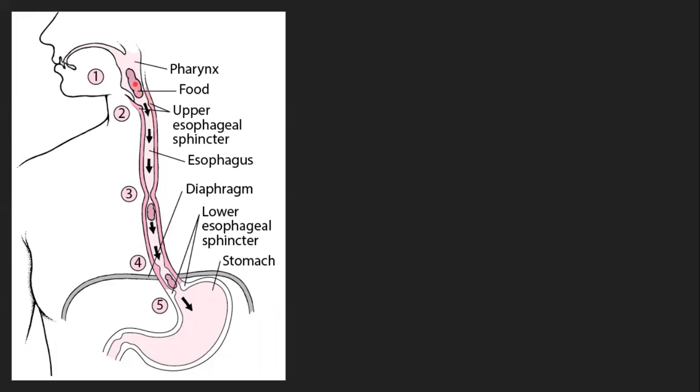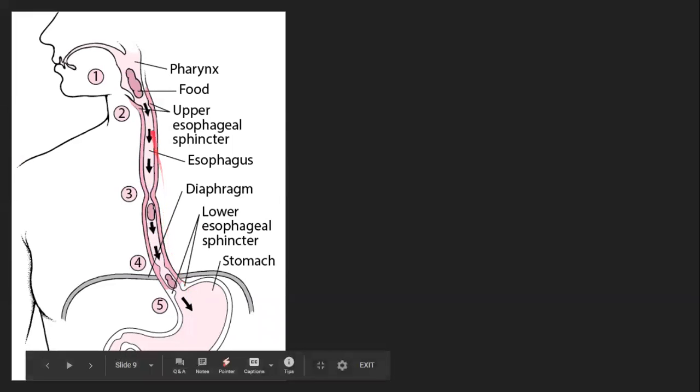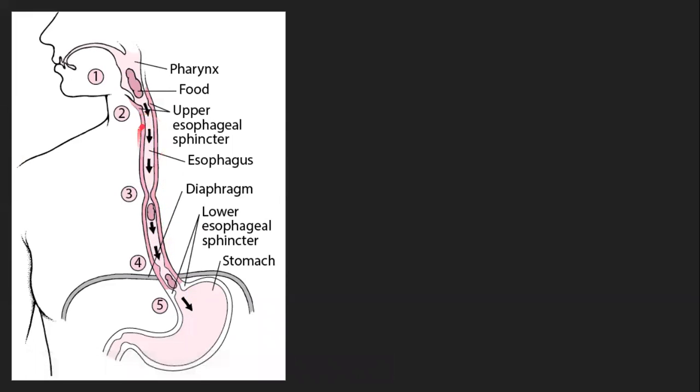Well, once this bolus of food goes down here into the esophagus, you want to push it down all the way into the stomach. Now, you don't want to just hang out here and stay here in the esophagus. So the esophagus is lined with all kinds of muscles, and those muscles help to push the food all the way down and make sure it goes into the stomach.